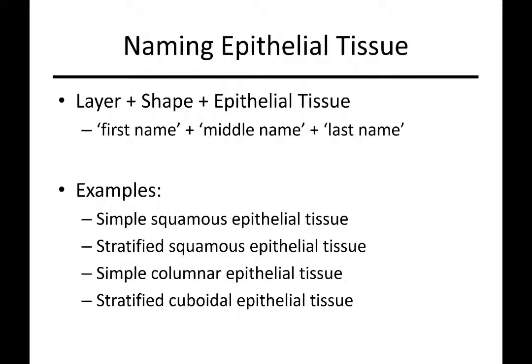So let's get into the actual naming. As you mentioned, simple squamous epithelial tissue. Here's our first name, simple, and then we have the shape, and then the last name. Each time for the epithelial tissue, you need to include all of these. What is the stacking status? Is it simple, stratified, or pseudostratified? Then the shape is the middle name, and epithelial tissue is its last name.